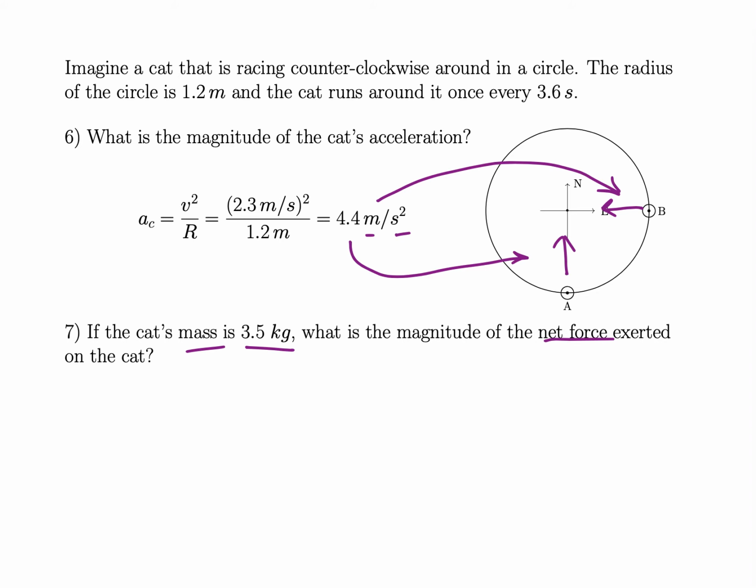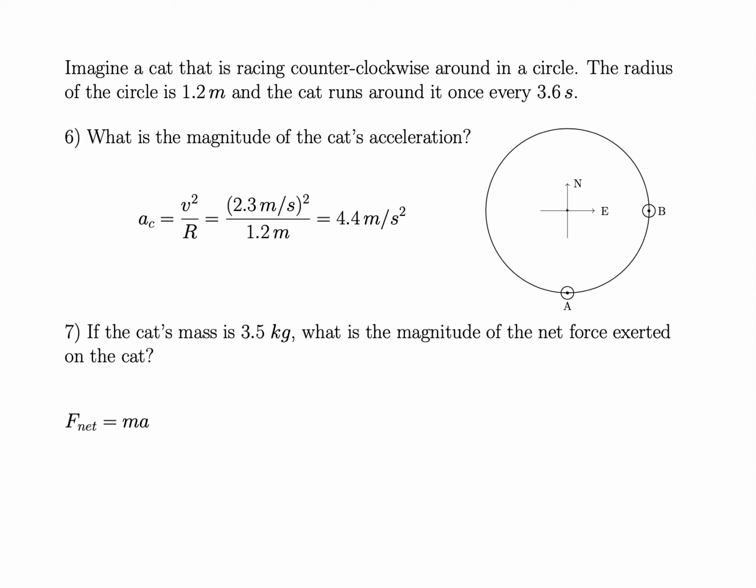Well, we do know the same old thing that we've always known, that the net force is equal to ma. The mass of the cat is 3.5 kilograms, and the cat's acceleration is 4.4 meters per second squared. So we really only have to multiply those to get the net force exerted on the cat of 15 newtons.